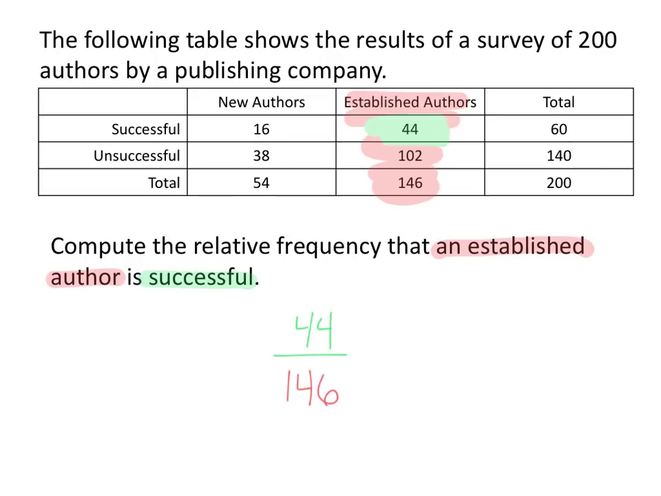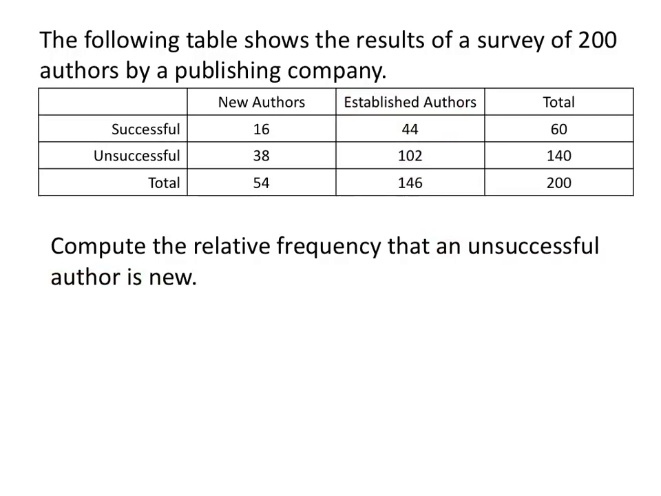And the difference between these last 2 problems is all in the denominator. What are we looking at as our total? In this problem, an unsuccessful author, so unsuccessful, that's this whole row, it's a total of 140. And out of those unsuccessful authors only, I want the new ones. The new ones that are unsuccessful will give me 38.